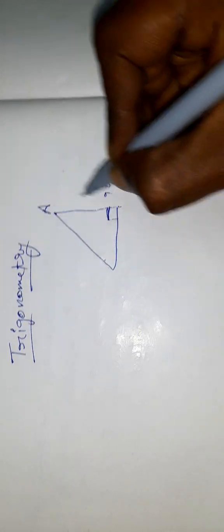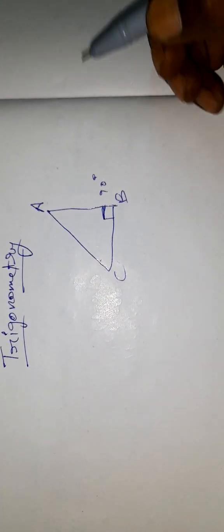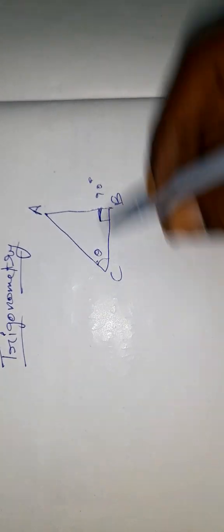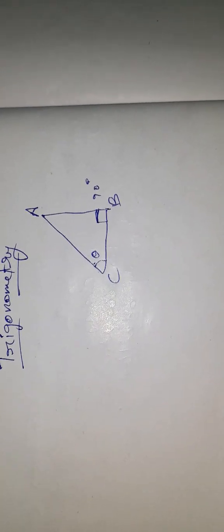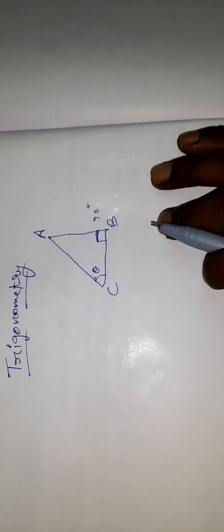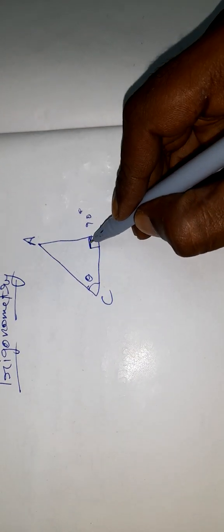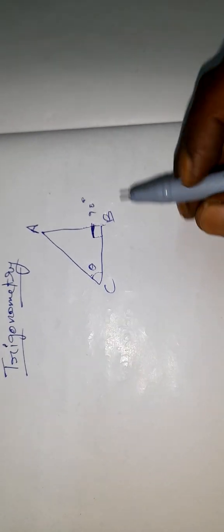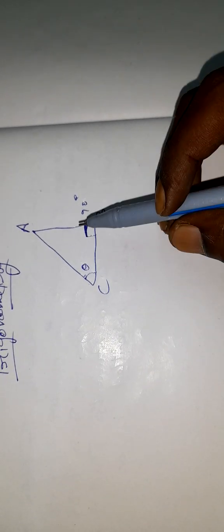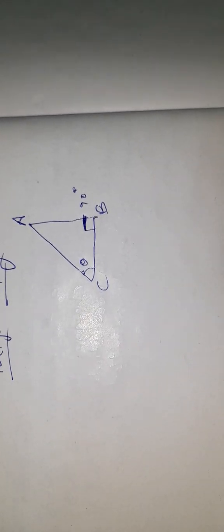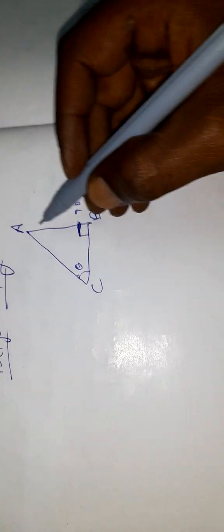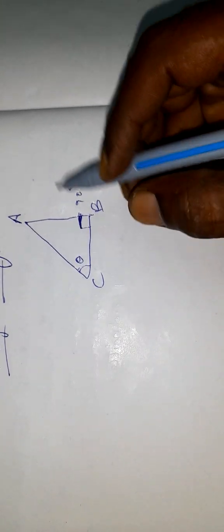Let's say this is A, this is B, and this is C, with the angle of theta, let's say. This is a right angle triangle whose one angle is 90 degrees. Let's say the angle at B is 90 degrees. Trigonometry is totally based upon this type of triangle, which has one angle of 90 degrees.